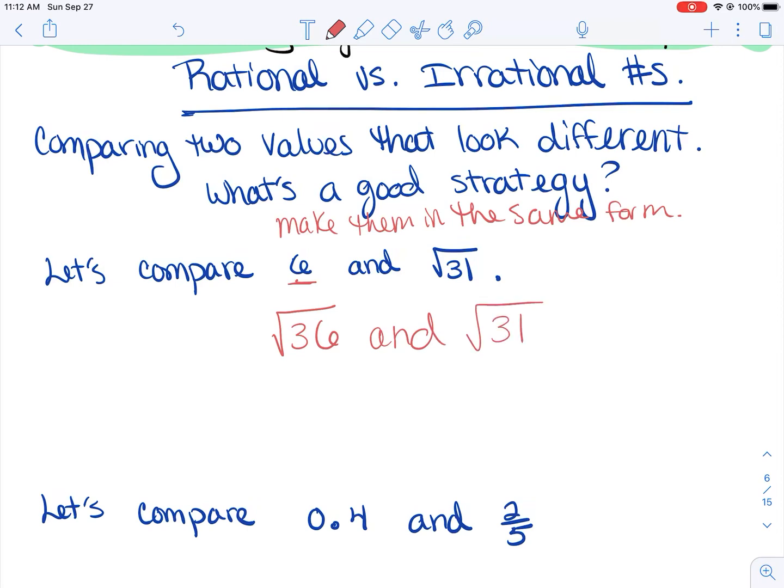And over here we have the square root of 31. So if we're comparing them, compare means which one's greater, which one's smaller, or are they equal to each other? Well, the square root of 36 must be bigger than the square root of 31. So 6 is greater than the square root of 31, right? Think about whether they're rational or irrational. Well, 6 is a whole number, so that's got to be rational.